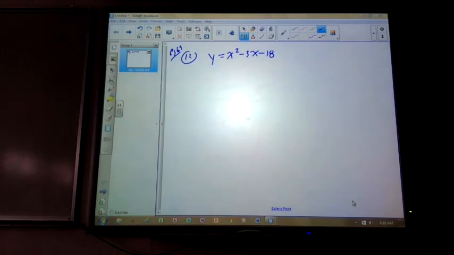There are things about this problem that we recognize. It's raised to the second power. It's a parabola. It opens up. Our A value is 1. Our B value is negative 3. Our C value is negative 18. They want us to factor it.